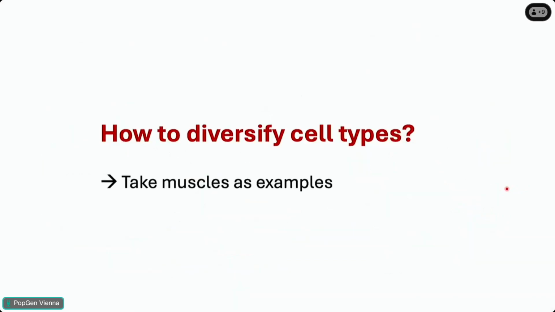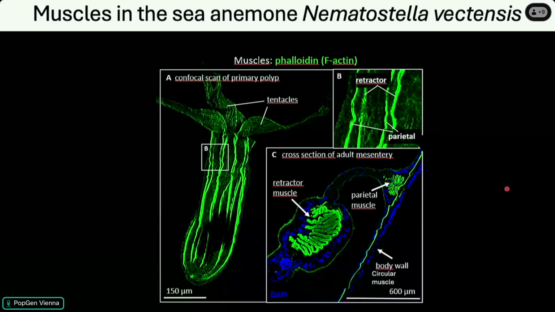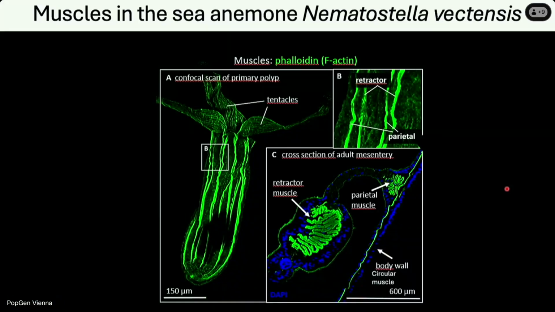So I take this example as an example of how diversification of different cell types could actually occur in evolution. First, some nice pictures. Again, these are phalloidin stainings, and we also have transgenic lines for this. These are the longitudinal muscles of the parietal muscle. In a cross section, you see them here, and this strong retractor muscle in the mesenteries.